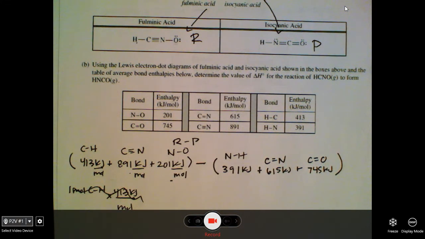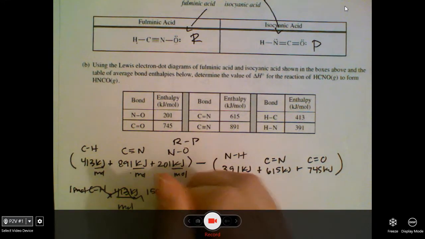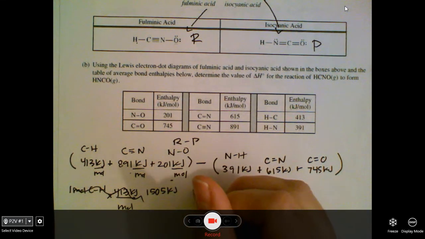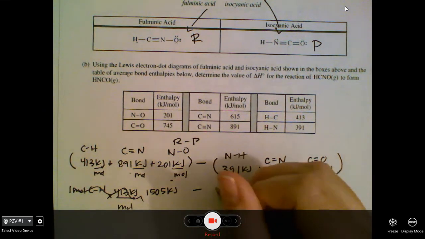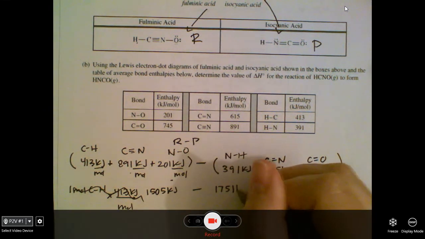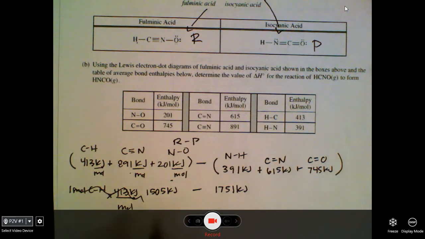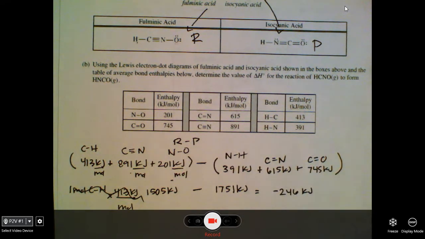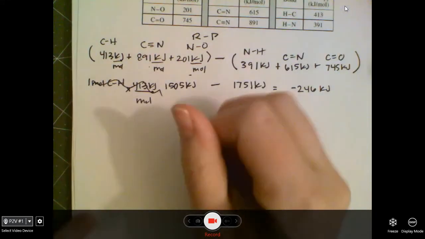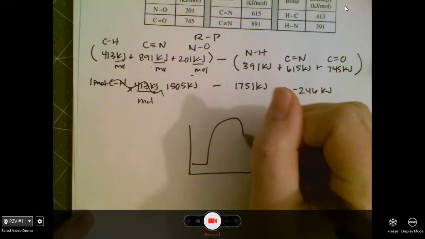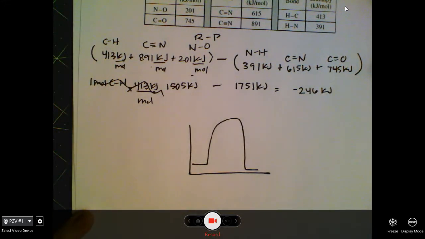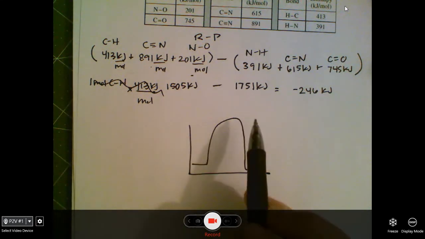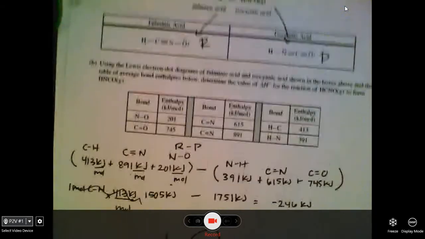If we do those totals, I get 1,505 kilojoules that I need to put in to break all of those bonds, and then I get back out 1,751 kilojoules on the end. So in this case, my overall enthalpy change is negative 246 kilojoules. That's an exothermic process. If you think about our graph then, we start, we go up, and we end lower. Maybe a little dramatic there, but that's what we're looking at. I put a decent chunk of energy in, but I get a good chunk out on the back end as well.